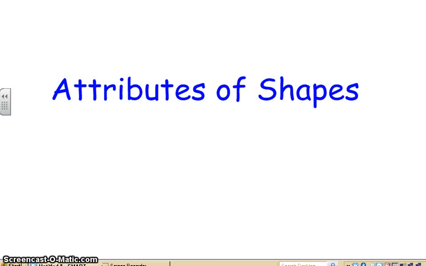Okay guys, today we are going to talk about the attributes of shapes. There are three different attributes that we're going to be discussing today, and they're going to help us identify the different parts of shapes. So the first kind of attribute we're going to talk about are faces.